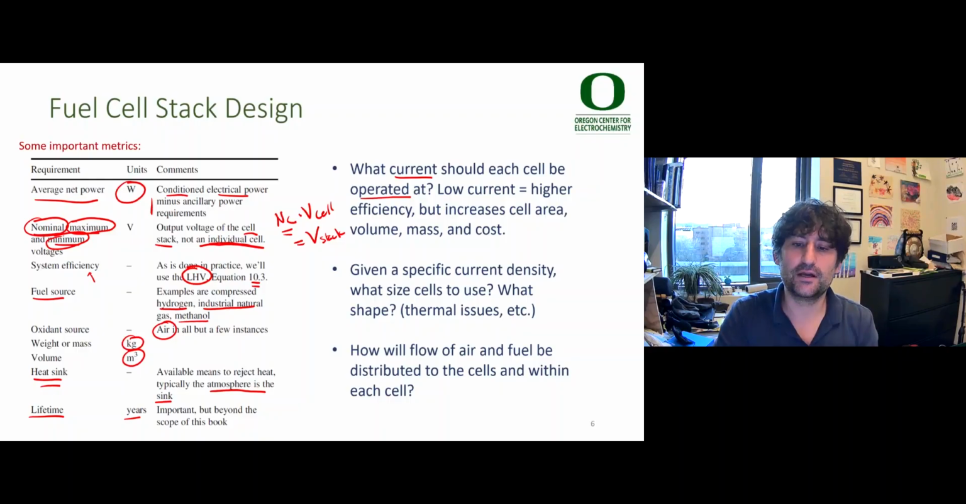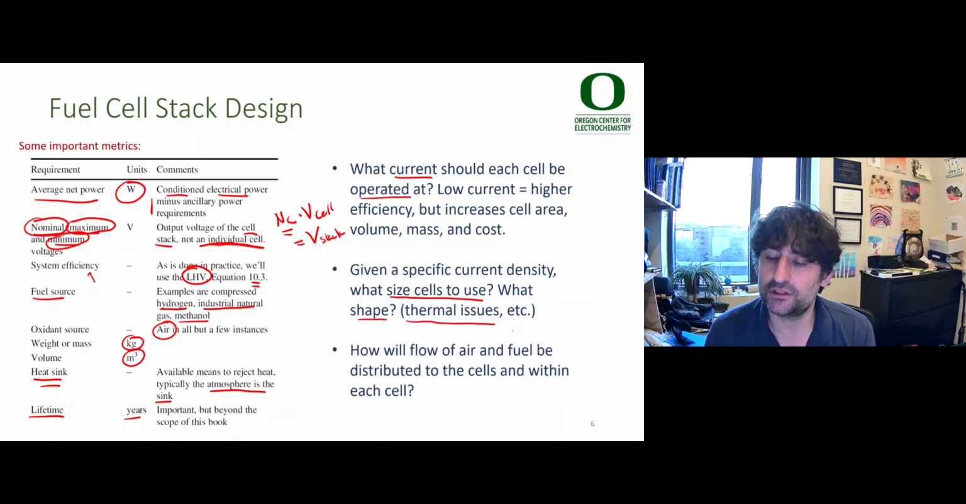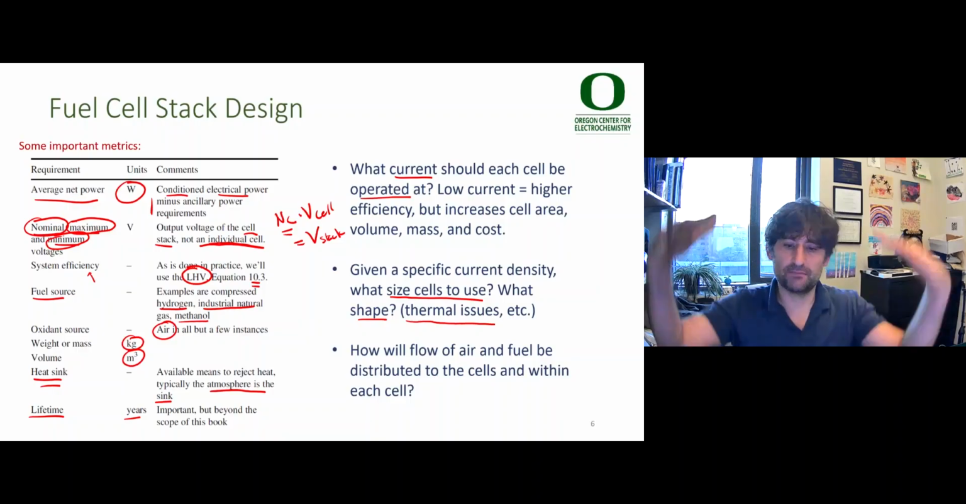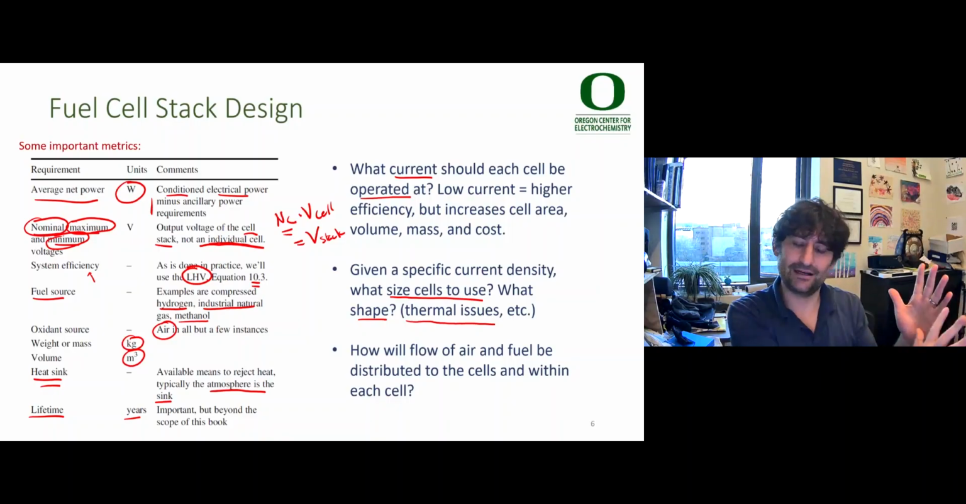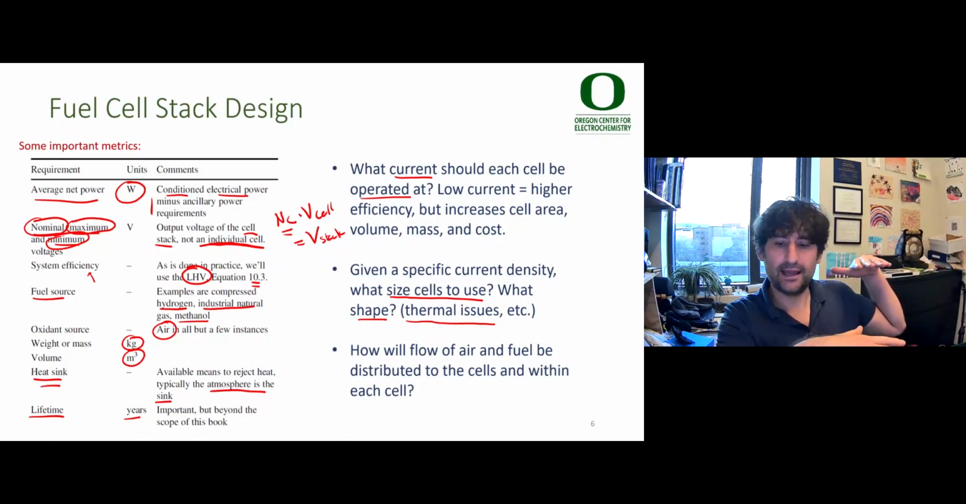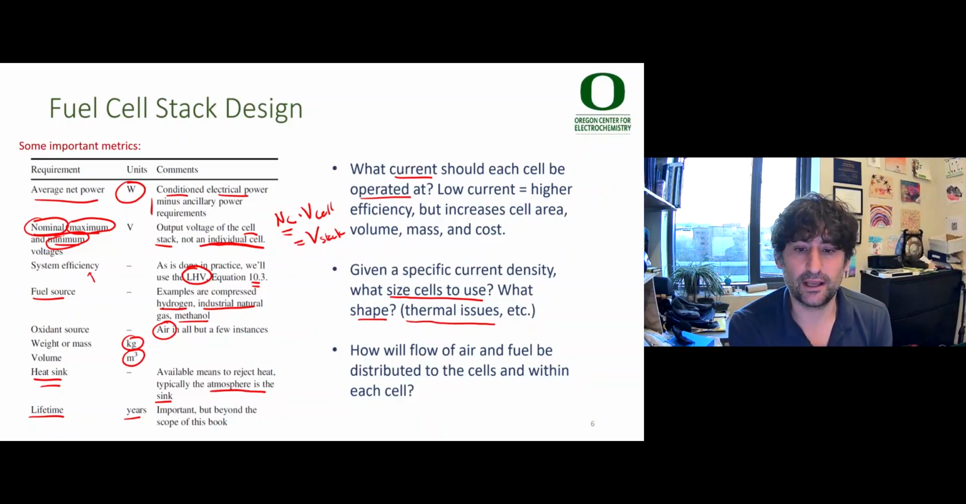So there's a trade-off. Given a specific current density, you need to think about what size cells to use, what shape. This often comes down to thermal issues and mass transfer issues through your flow fields. How will you flow air and fuel? How do you distribute that to the cells and within each cell? So typically there are manifolds that supply fuel to one side of the bipolar plate. We'll talk about that. And manifolds that distribute air to the other side of the bipolar plate, with the proton exchange membrane, usually in between, driving the reaction at the two electrodes.